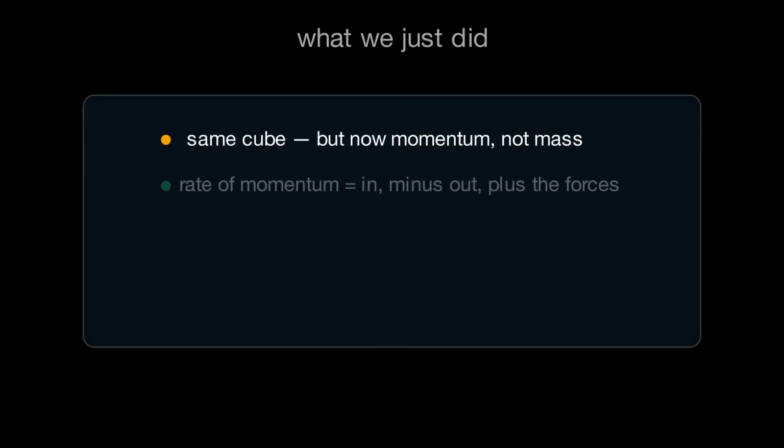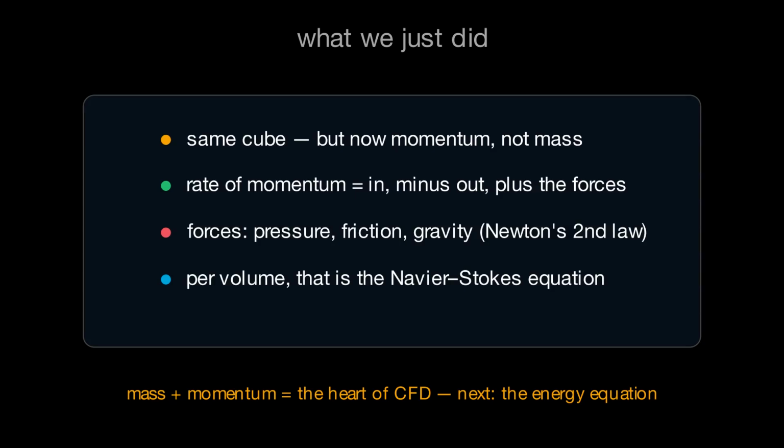So, momentum. The same cube, but now we tracked momentum instead of mass and added Newton's forces, pressure, friction, gravity. Per volume, that is the Navier-Stokes equation. Mass and momentum together are the beating heart of CFD. And in the next video, we do the same for energy.